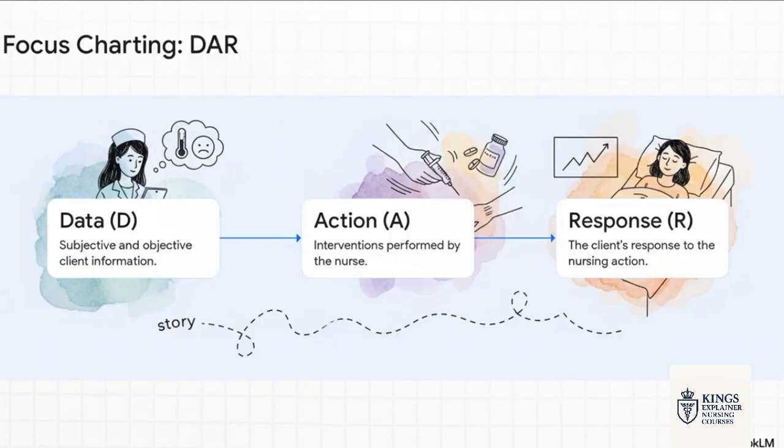And our third key format is focus charting, which uses the DAR structure. This one is fantastic for documenting a specific concern or event, like a sudden change in your patient's condition. You state the data, that's both what the patient says and what you see, the action you took, and, crucially, the patient's response to that action. Did the pain med work? DAR tells that specific story clearly and concisely.